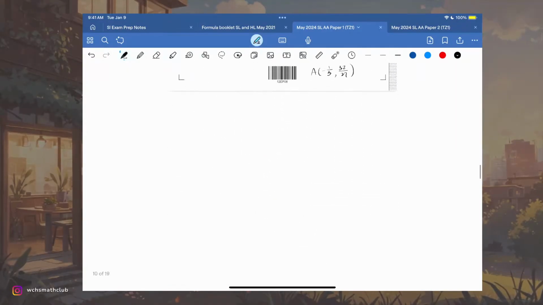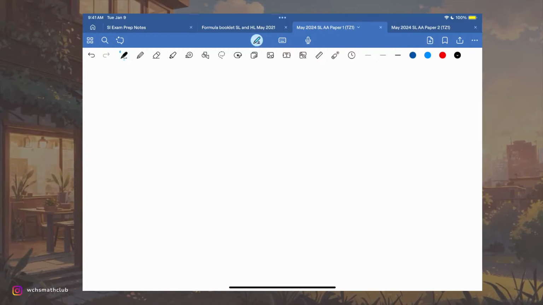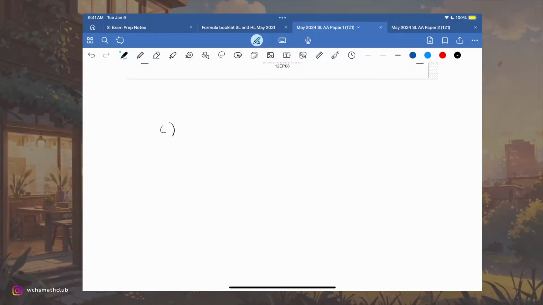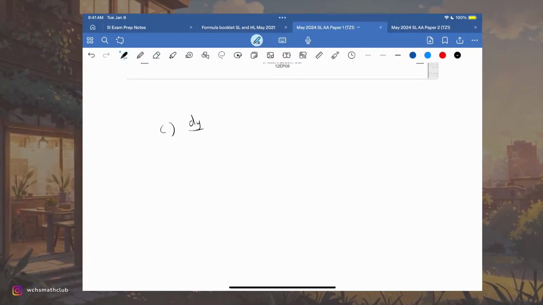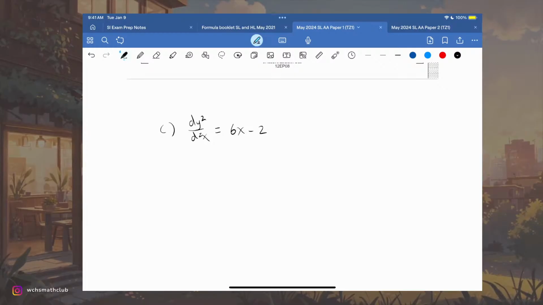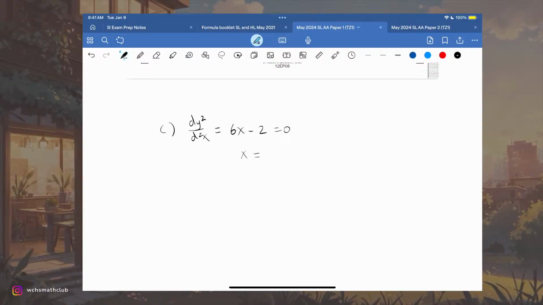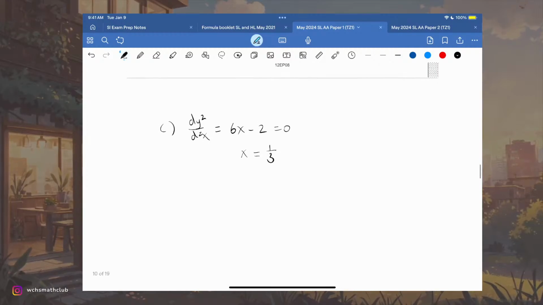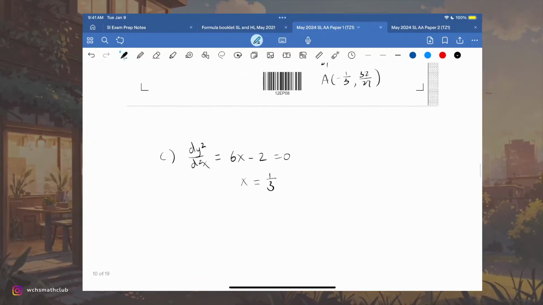Alright, so part C says the curve has a point of inflection at B, and then find the x-coordinate of B. So from part A, we know that the second derivative equals 6x minus 2. So in order to find the point of inflection, we set this equal to 0. Solving for x, we get x equals 1/3. And well, that's it. All you need to find is the x-coordinate, and there's nothing to justify or anything.